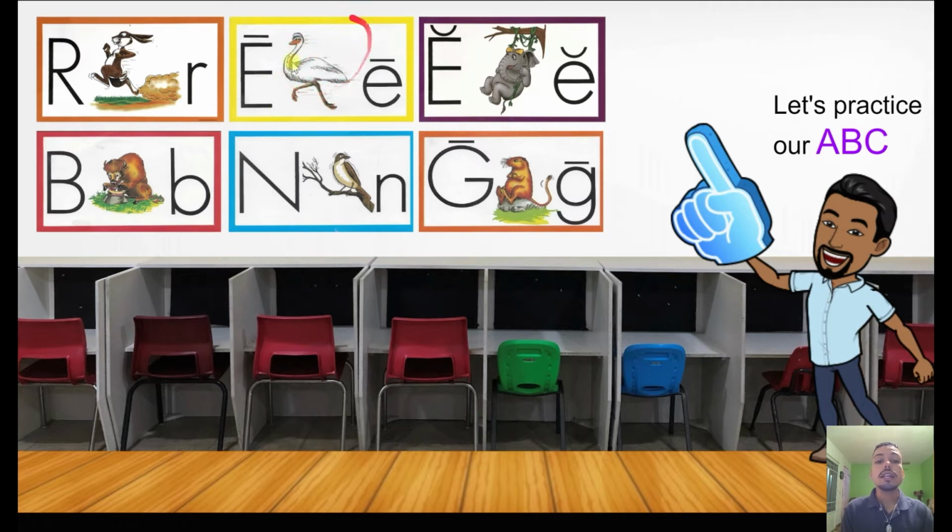Emu, and emu has a letter that sounds E. E. So when you see the letter E with the line on top, it's going to sound E. Very good. Okay, the next friend here, its name is elephant.